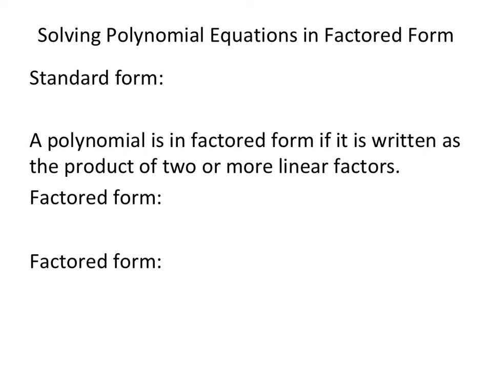The form that we have been working with is standard form, and this is when we have something that looks like 2x squared plus 3x minus 1 is equal to 0, right? We have, in this case, a quadratic function. It's in order from x squared to x to the number, and it is equal to 0. So that's our standard form.